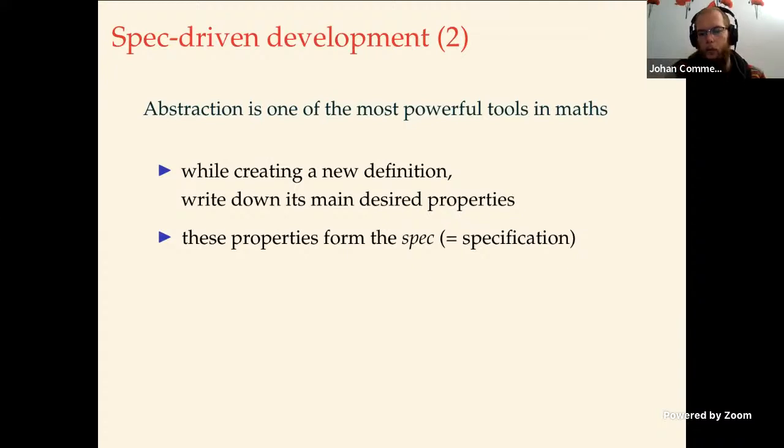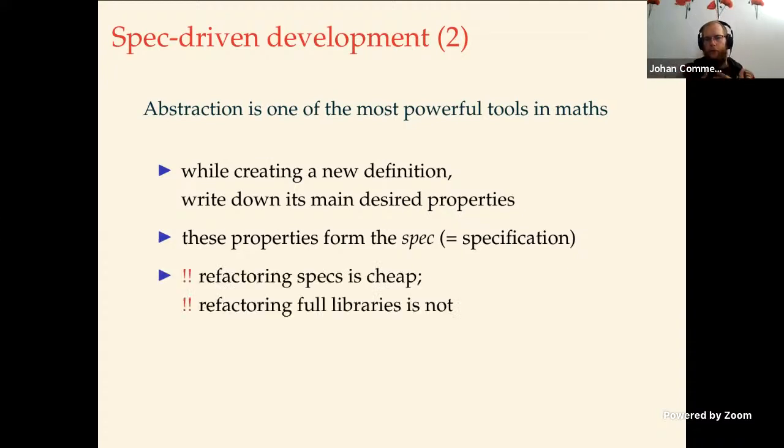And the really important point is that refactoring these specs is cheap. Refactoring a full library is not. If you've written an enormous library of formalized mathematics, it's like writing a paper that's 100 pages long and needing to completely overhaul it; that's a lot of work. But if you just write down the main statements and the main definitions, then you have maybe a document of 3 pages, which is really easy to overhaul. I think this is a big benefit, and it's also a place where we maybe deviated from what was done in the past.